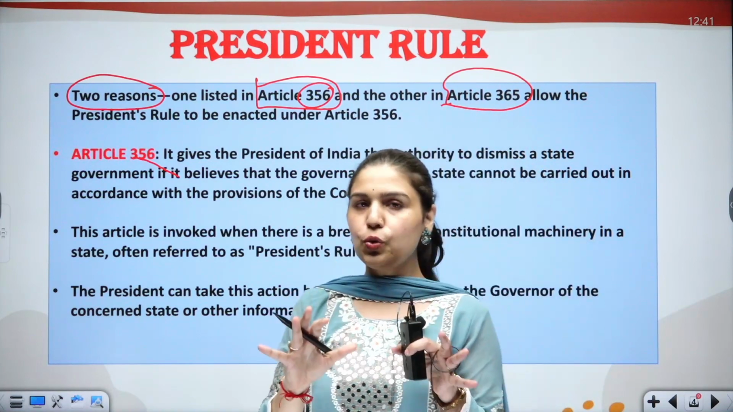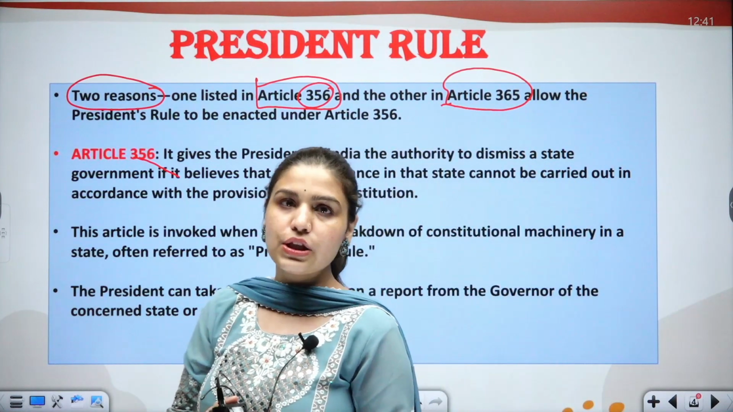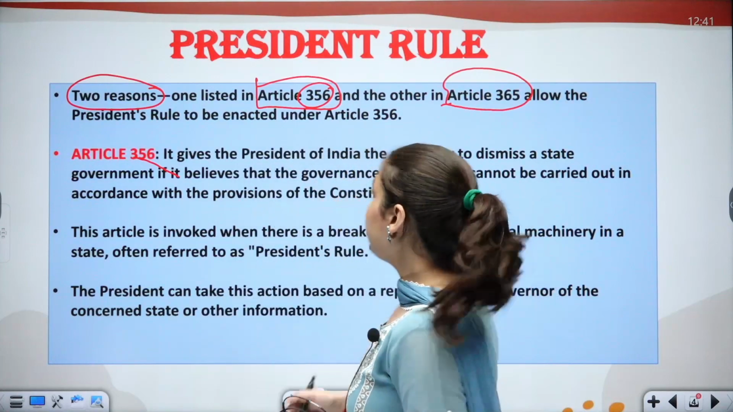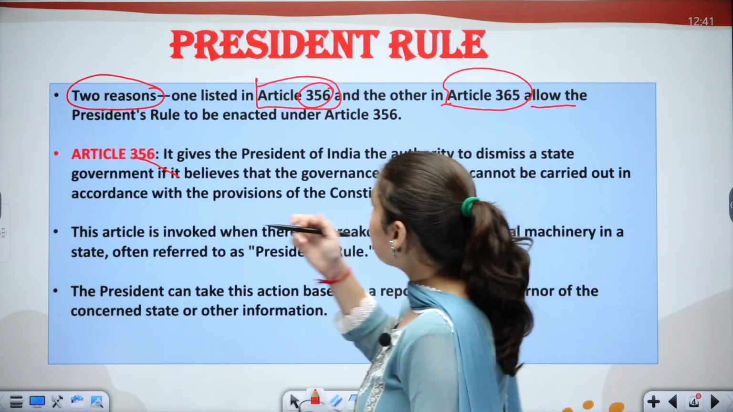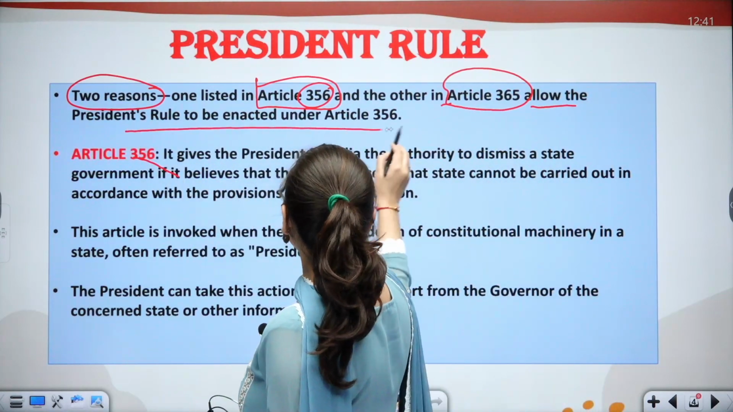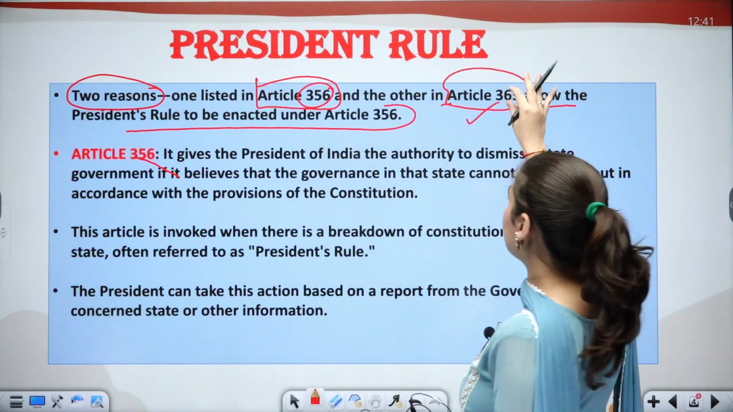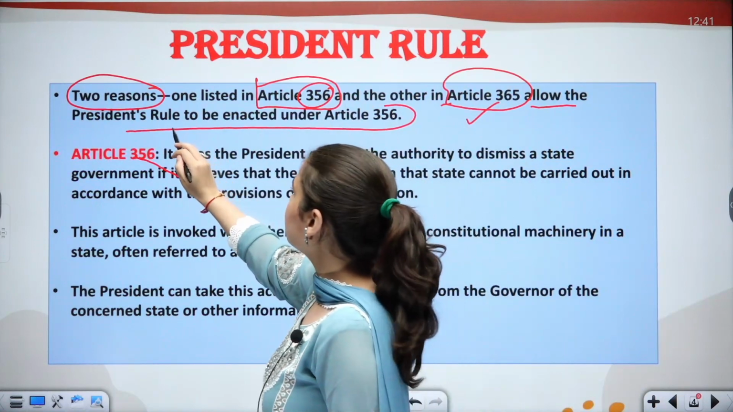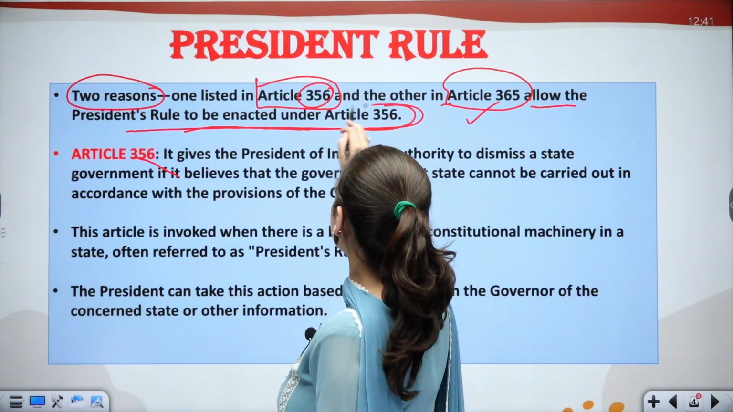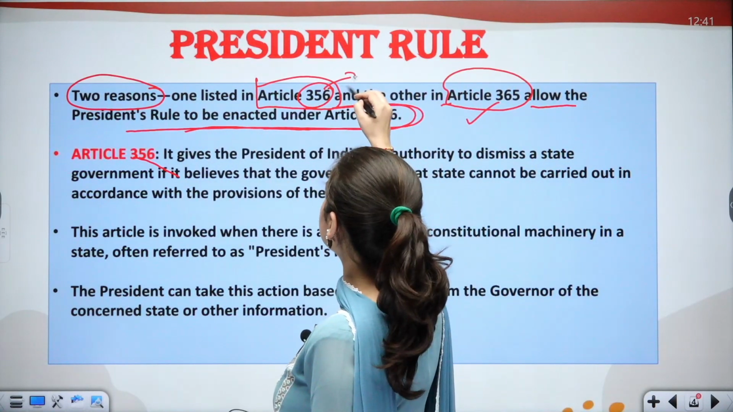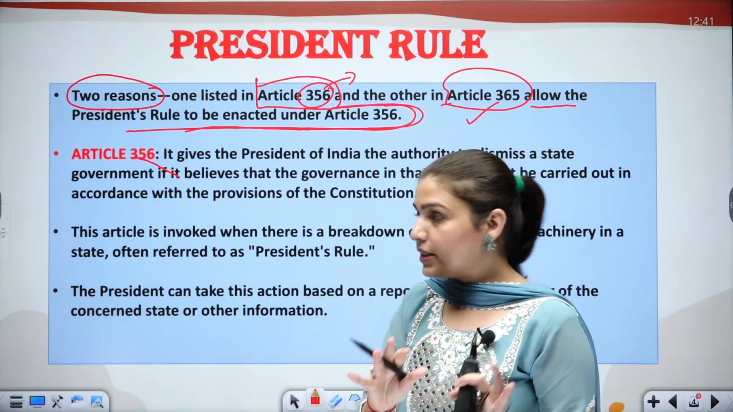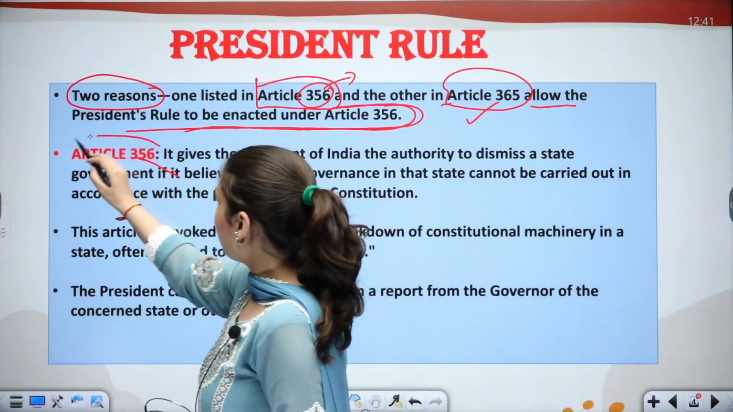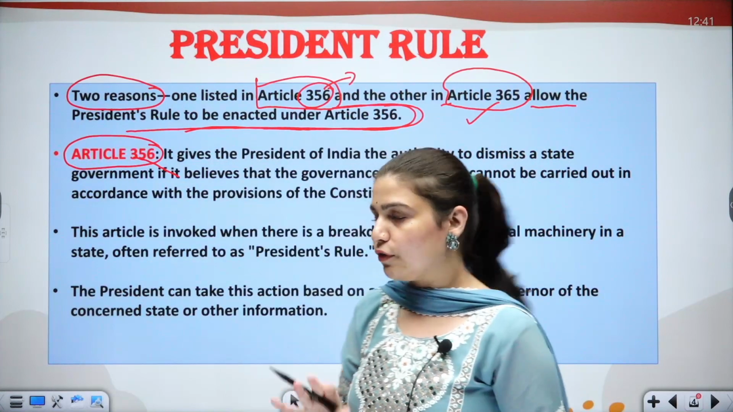These are the two articles under which the grounds of President Rule are mentioned, and these articles allow the President to impose it. Article 365 allows the President to act, and broadly these articles are about President Rule. So first we will see what is mentioned in Article 356.